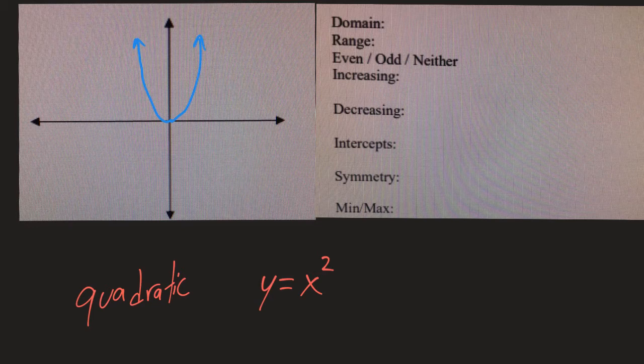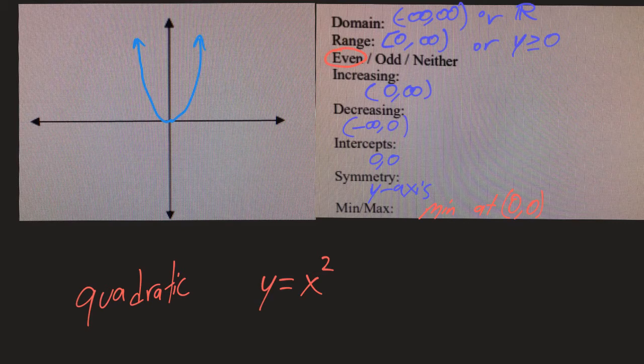Okay, looking at the quadratic, we can see there are some interesting points here. Our domain is still all real numbers, but our range is a little different than we're used to.